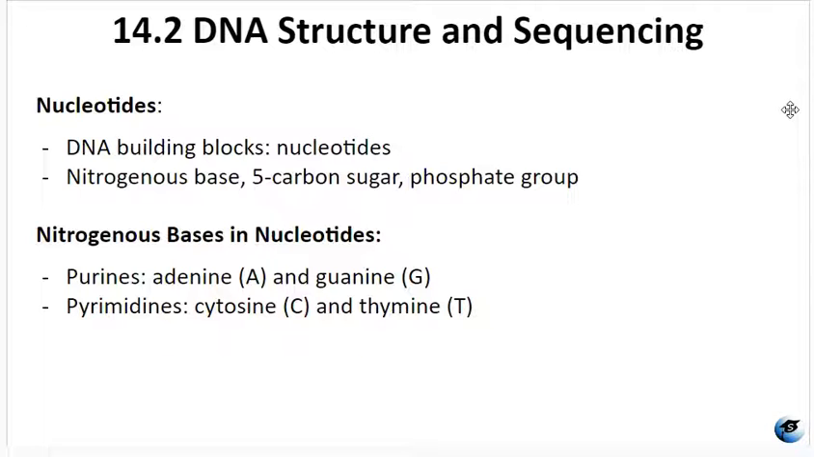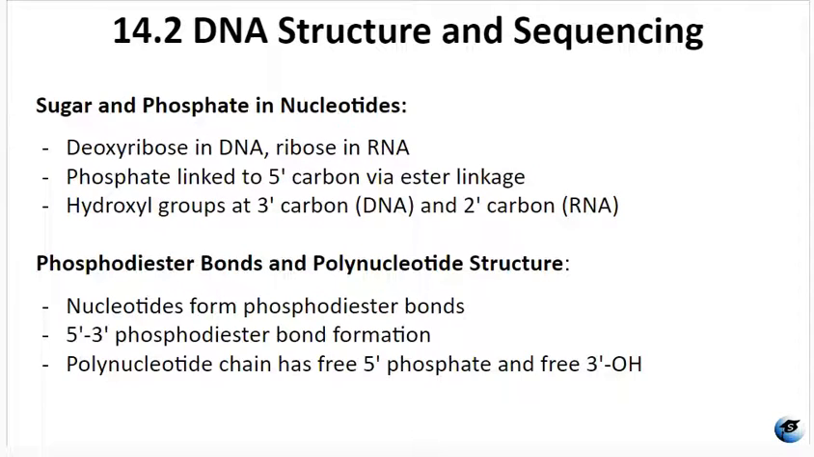Purines are the ones that have the double ring structure, and pyrimidines only have one ring. The sugar that is in DNA is called deoxyribose. That's how it gets its name, deoxyribonucleic acid. The sugar that is in RNA is called ribose, which is why RNA stands for ribonucleic acid.